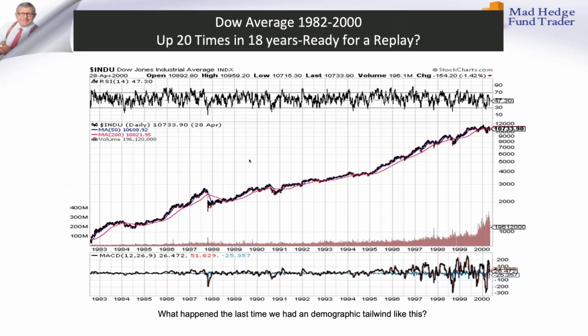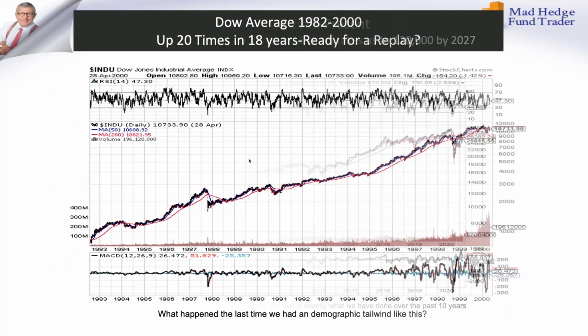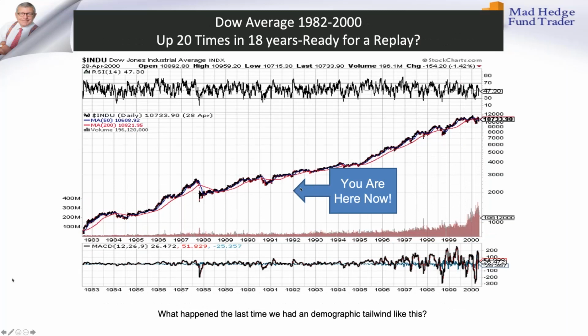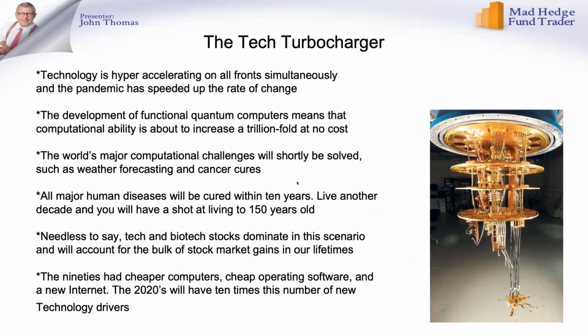And if you think I'm crazy, this is what the Dow did from 1982 to 2000, up 20 times in 18 years. If I'm right, and 2009 was the bottom of another 20-year bull market, that means we're going to hit Dow 120,000 by 2027. If you think I'm crazy, we're already halfway there. This is where we are relative to the 82 to 2000 rally. Except this time it's different.